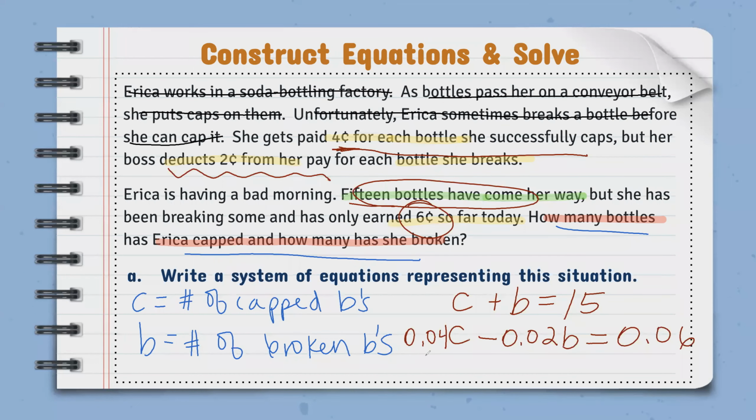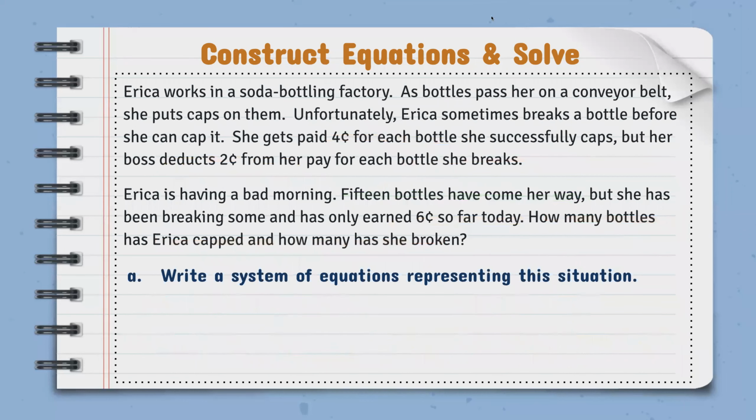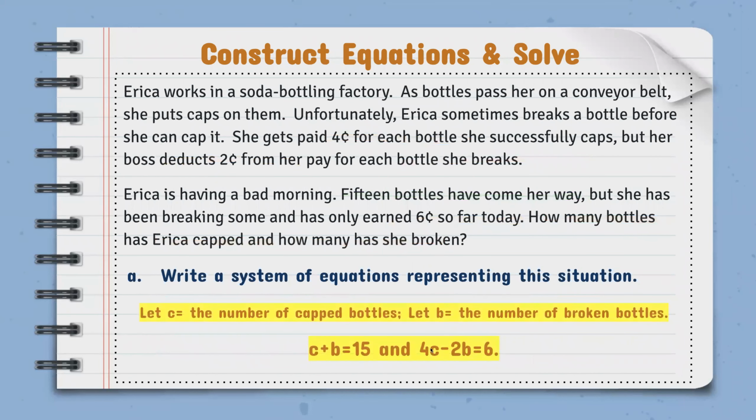Now, I work with cents here. They just make sense to me. What you can do is change it into whole numbers, like my answer has here, right? Instead of putting 0.04C minus 0.02B equals 0.06, you can also change it to whole numbers, which you can do by multiplying or dividing by 10, 100, 1,000, depending on how big or small your numbers are and how you want them to be.